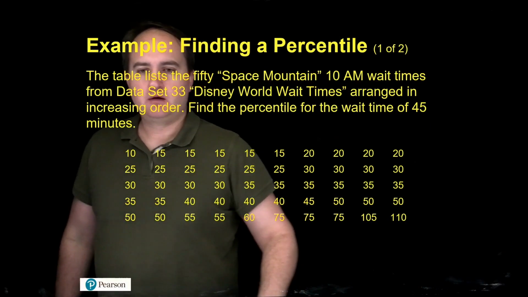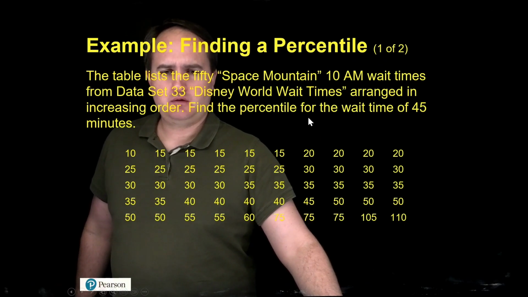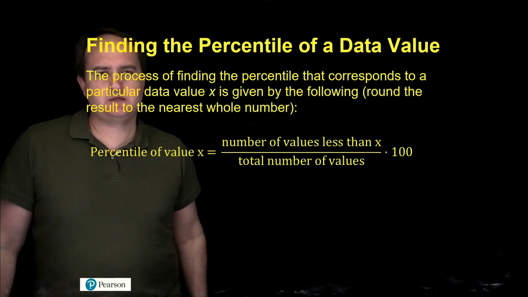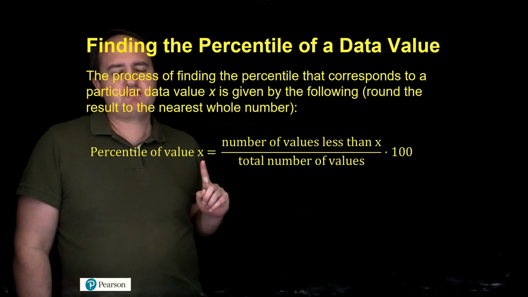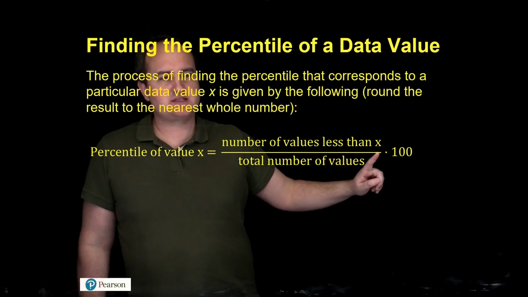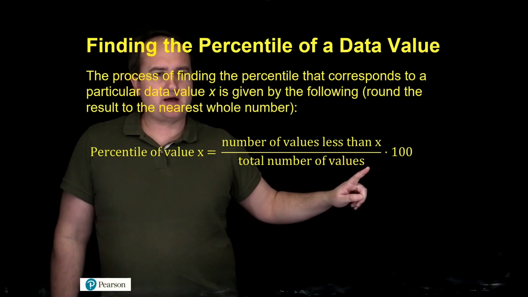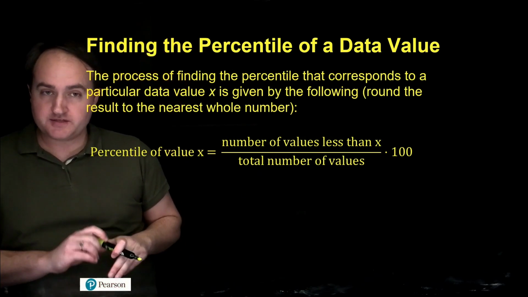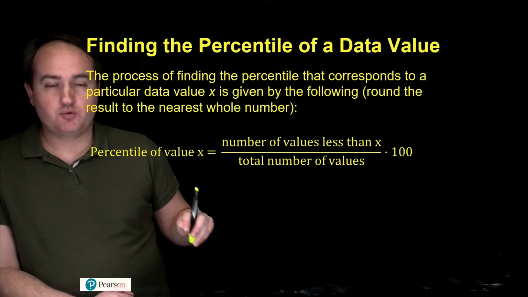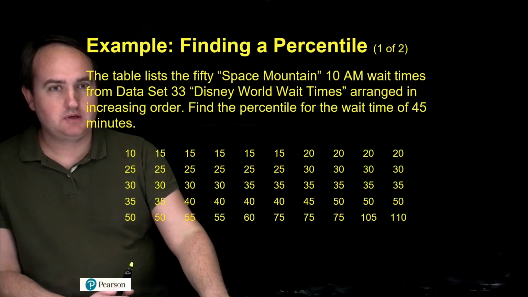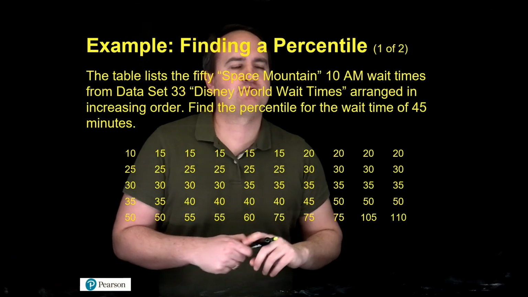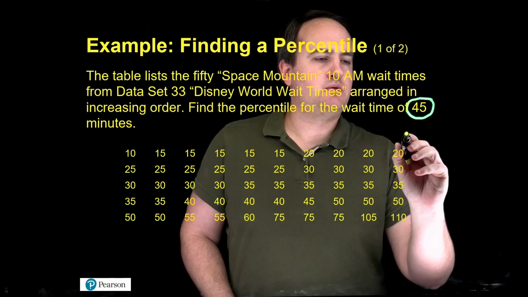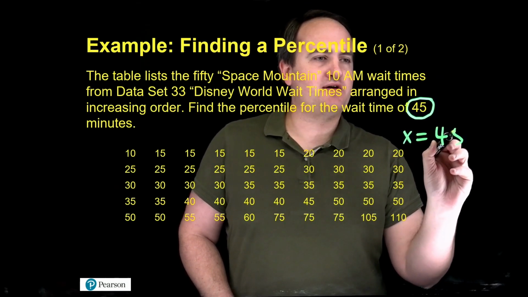So let's go back to the formula. Okay, so the formula is percentile of a data value x equals the number of values less than x over the total number of values times 100. So here, our data value x that we're trying to find the percentile of is given to us as 45 minutes. So this is x. So x equals 45.